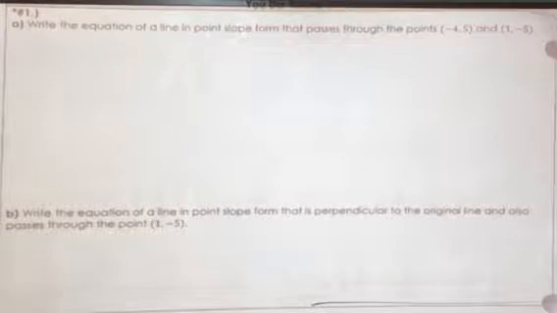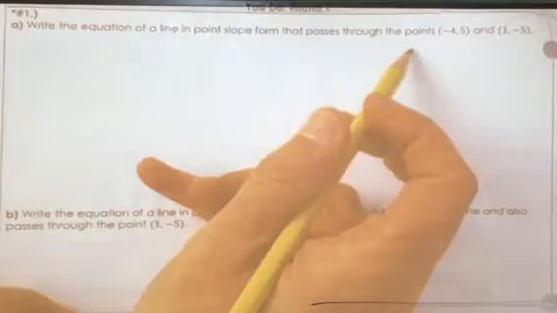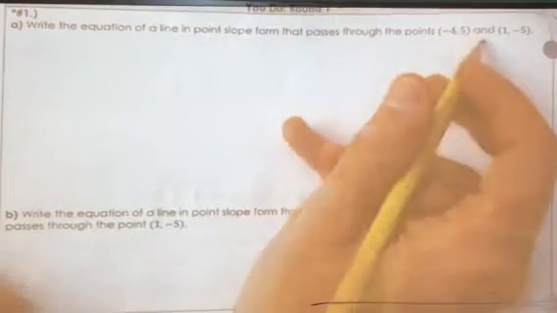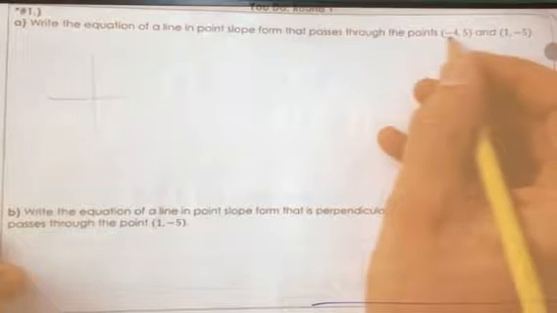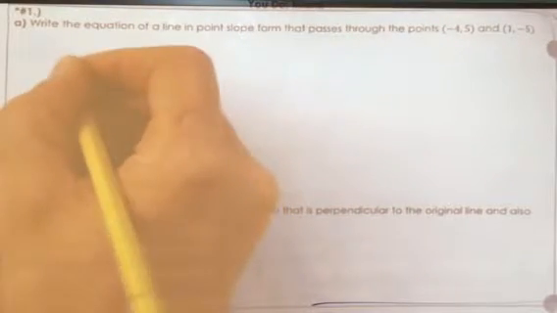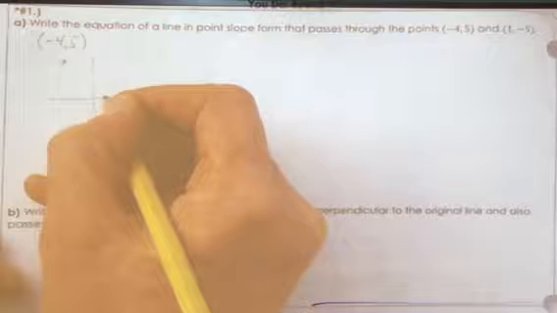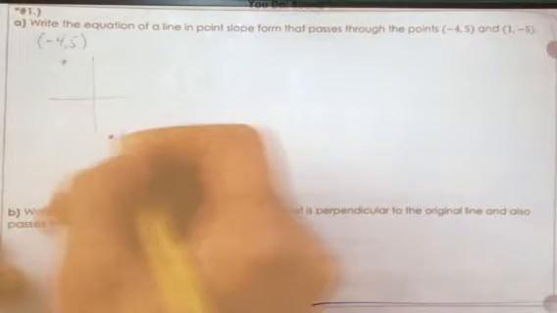Okay, this is you do round 1 on the back of the index. Write the equation of a line in point-slope form that passes through these two coordinates. You will usually see me sketch this. -4, 5 is something like this. And 1, -5 is something like this.